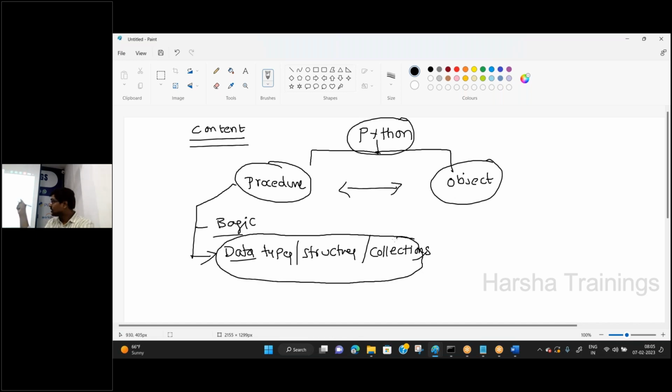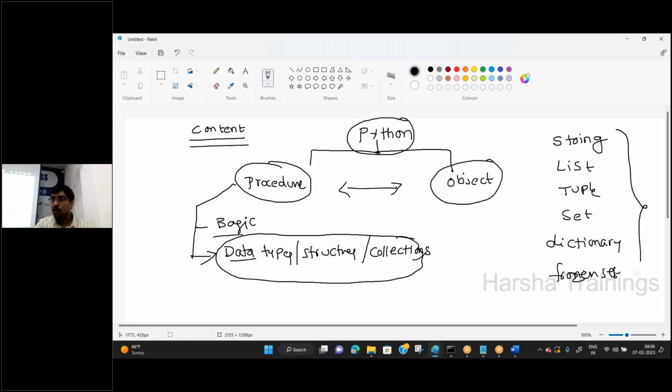If you learn this topic, what are the things under data structures? Under data structures, we have the concepts of string, list, tuple, set, dictionary, and frozen set. These are very important.